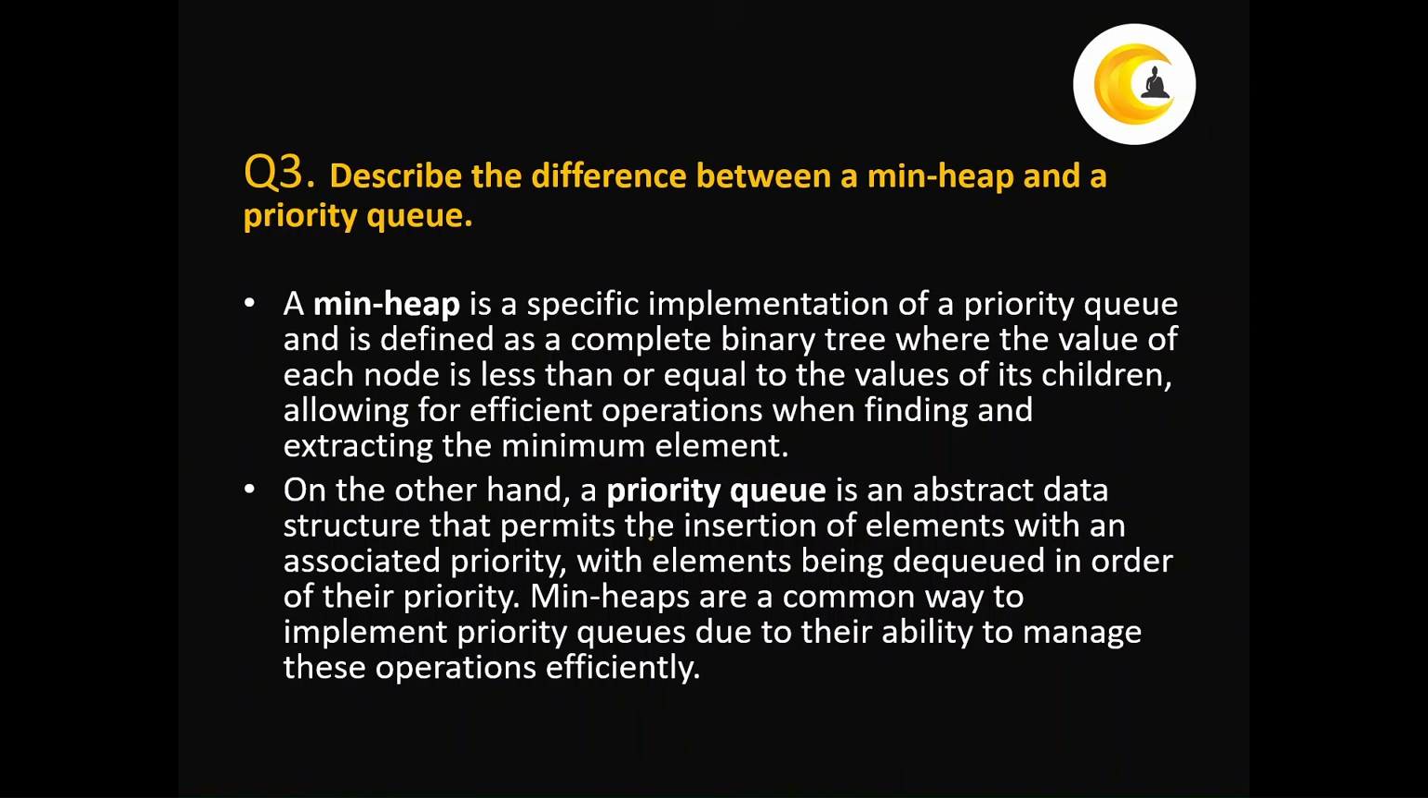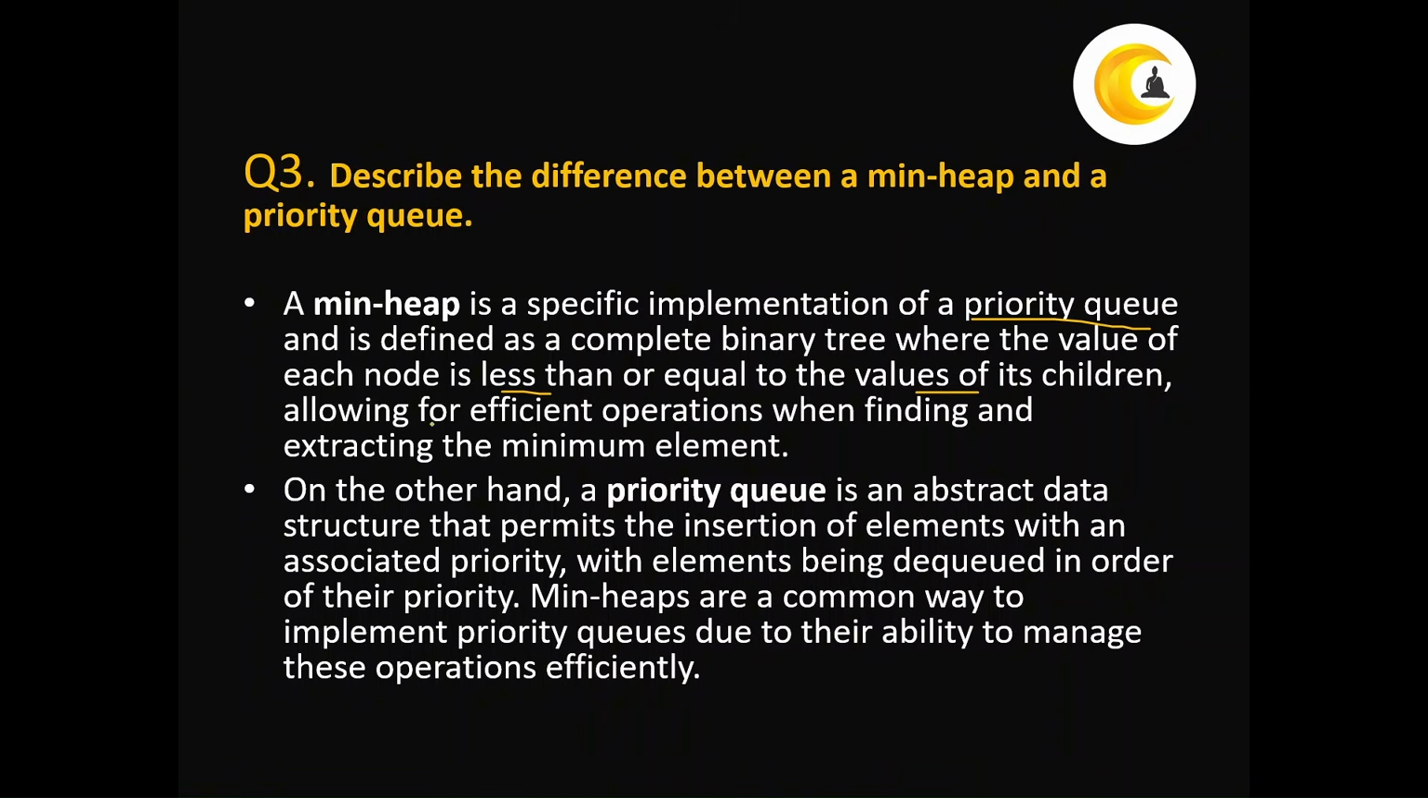So, how is a min heap different from a max heap? That is exactly what you have to explain. A min heap is a specific implementation of priority queue, but in the opposite direction. That means the lowest priority comes on the top, and it is defined as a complete binary tree where the value of each node is less than or equal to the value of its child node. We have seen that earlier in the video for efficient operation when finding and extracting the minimum element.